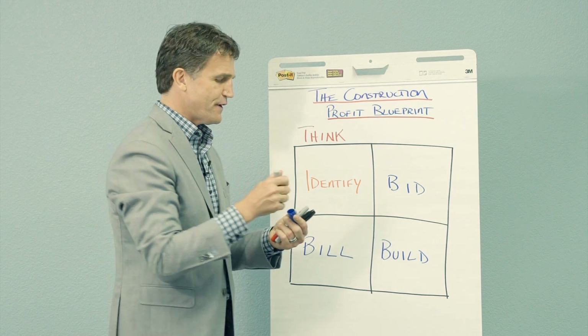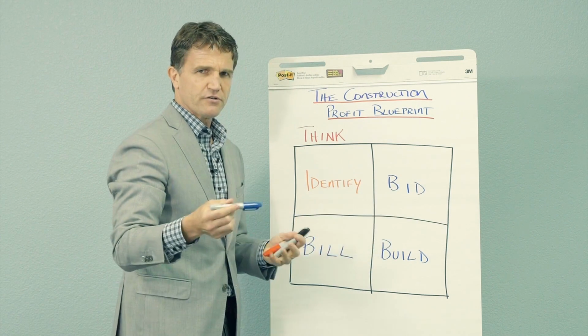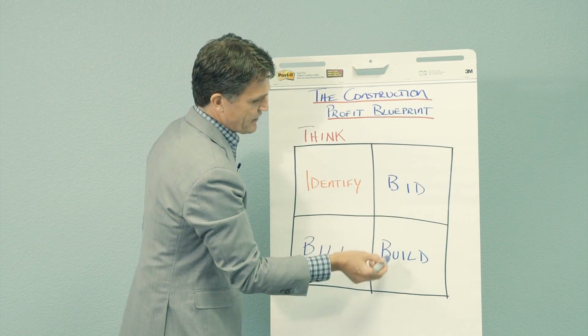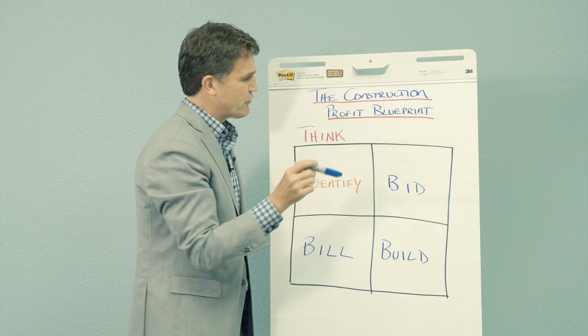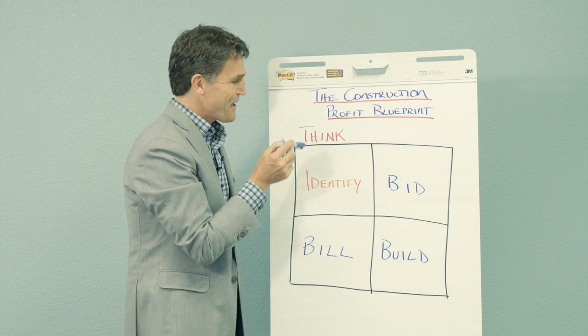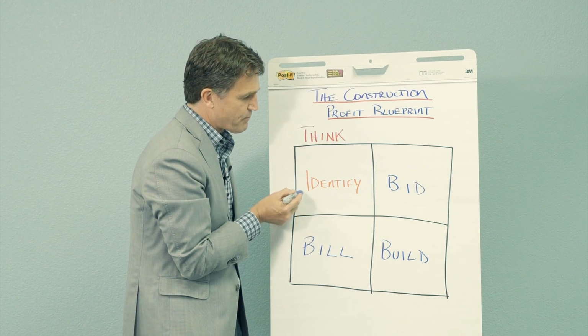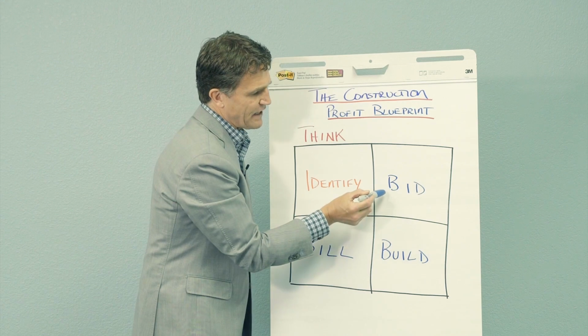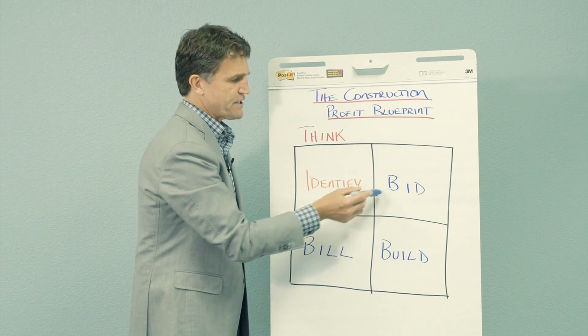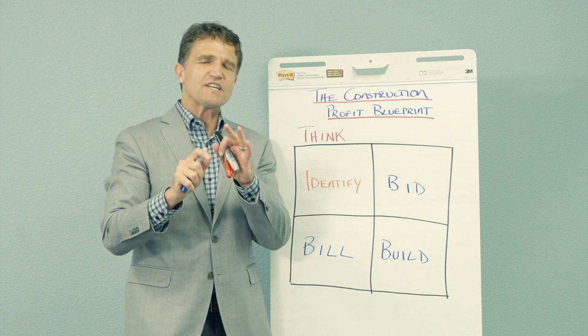You recall from the first video that there's 3 stages to a construction business. You've got to bid, you've got to build, and then you've got to bill. And then the 4th stage, which is absolutely crucial, is you've got to think. And we're going to talk about in this video how to identify the profit opportunities that you have in each one of these 3 stages. So let's talk about that just a little bit.